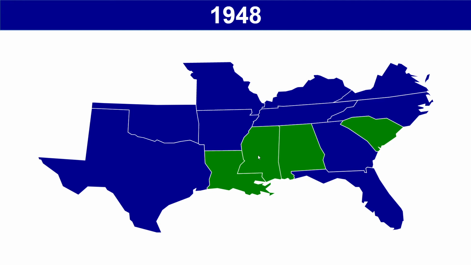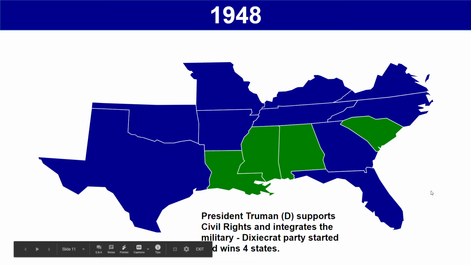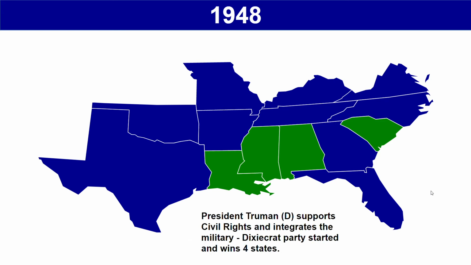You have Louisiana, Mississippi, Alabama, and South Carolina all jump ship, and a new third party gets started called the Dixiecrats. This is basically a direct response, like it says, to President Truman integrating the military. And there's signs of the civil rights thing coming down the pipe, and the Democratic Party is going, hey, we need to listen to what African Americans are telling us because they're now a big part of our voting pool. We need to respond to them.